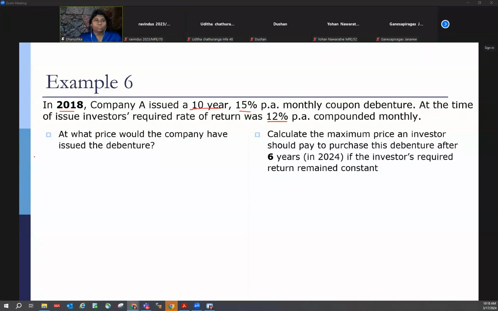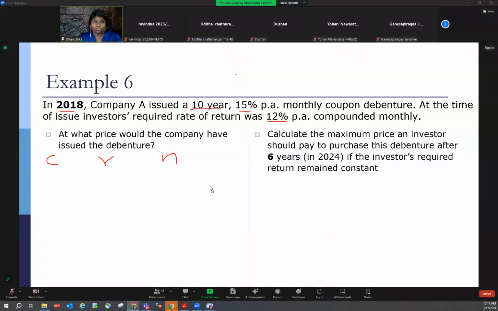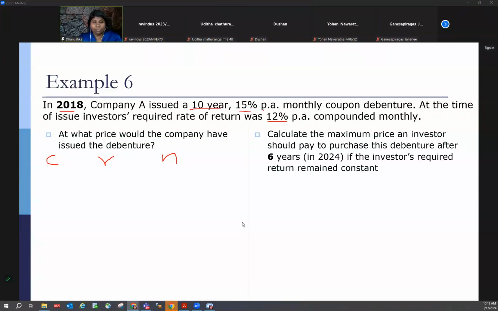So what are your inputs? You need to know what is C, what is R, what is N. Before we do this question, is this a premium bond, par bond, or a discount bond, without doing any calculations? A premium bond. Why? 15% coupon, but you only want a return of 12%. So how do you make a return of 12% from somebody that's giving you 15? You have to buy it at a premium. Right? So that should be your answer, a premium bond.